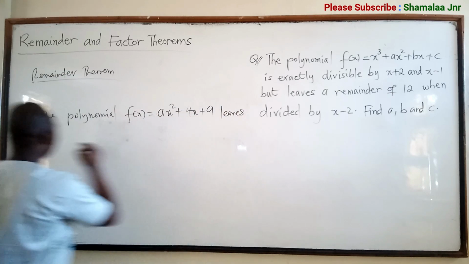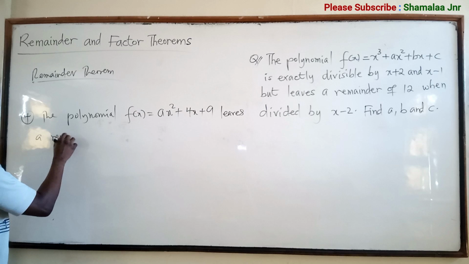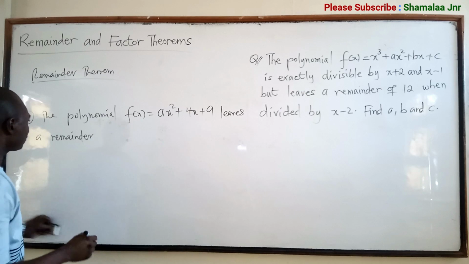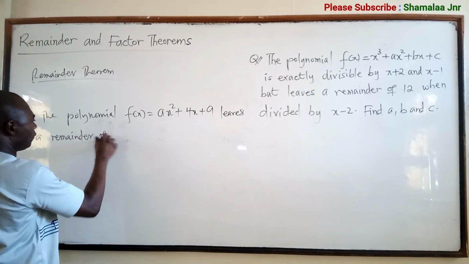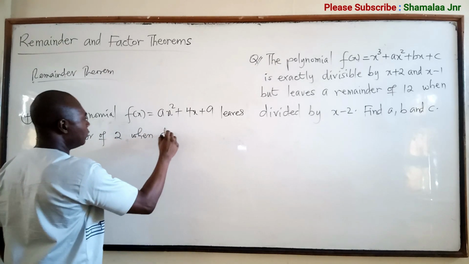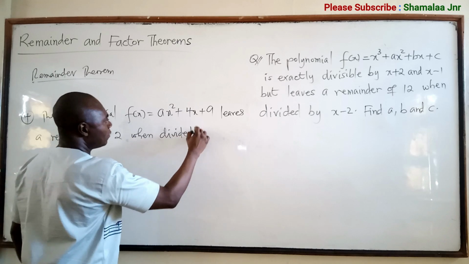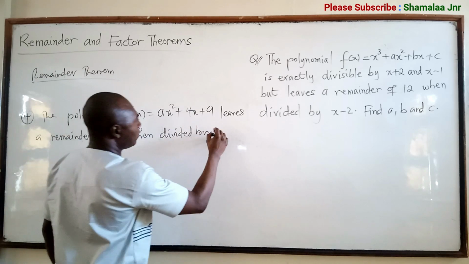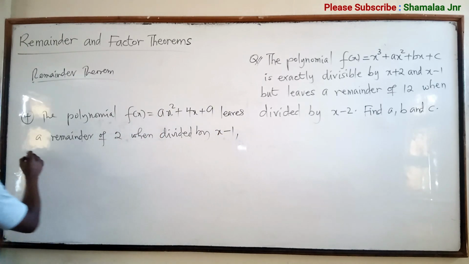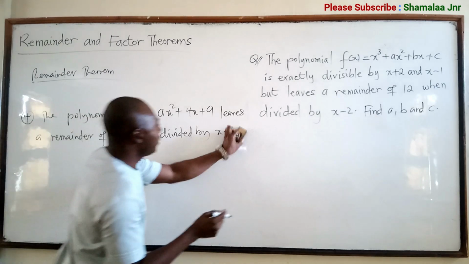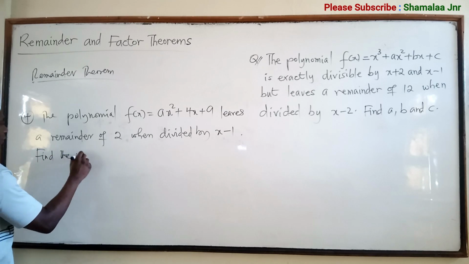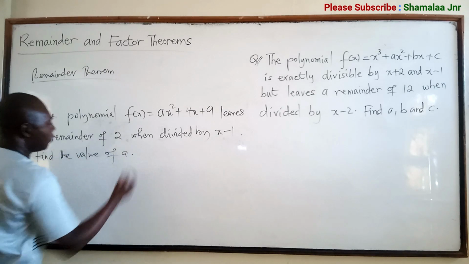leaves a remainder of 2 when divided by, say, x minus 1. When divided by x minus 1, find the value of a.